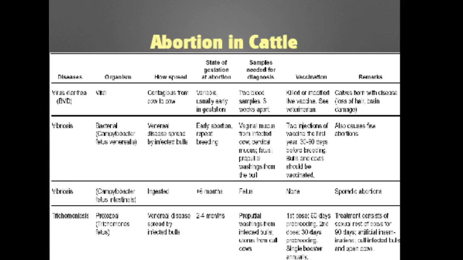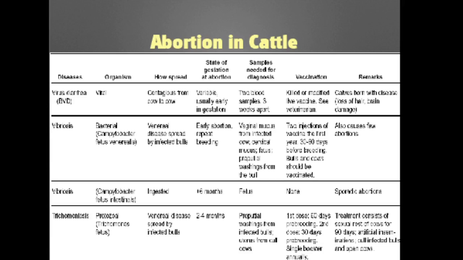And we now move on to another form of vibriosis. It's caused by Campylobacter fetus intestinalis, and it's spread via ingestion. Abortion occurs in animals that are greater than 6 months into the gestation period. The sample needed for diagnosis would be the fetus. There's no vaccine yet for this one, and the disease causes sporadic abortions.